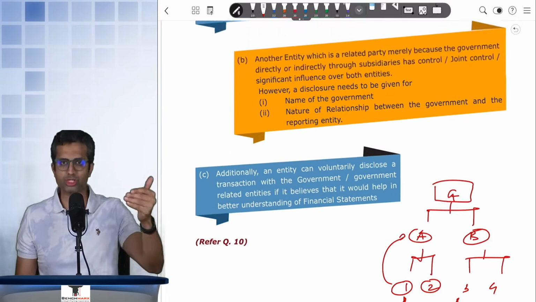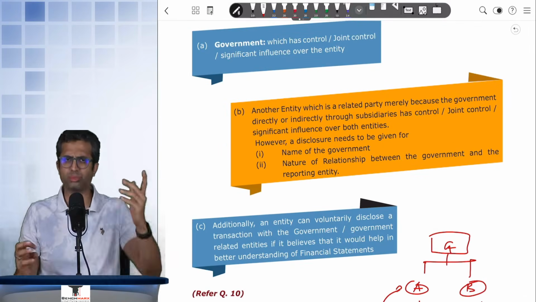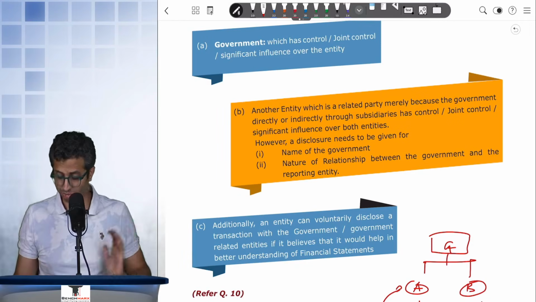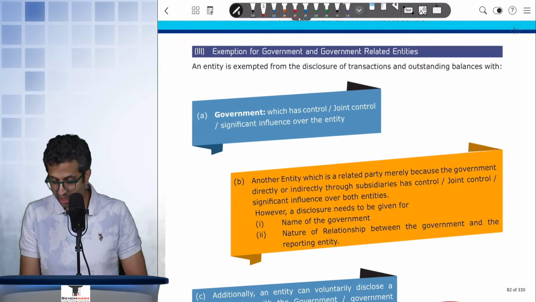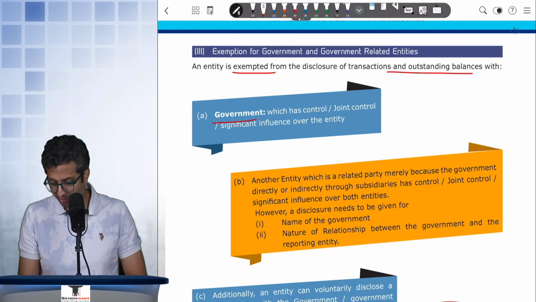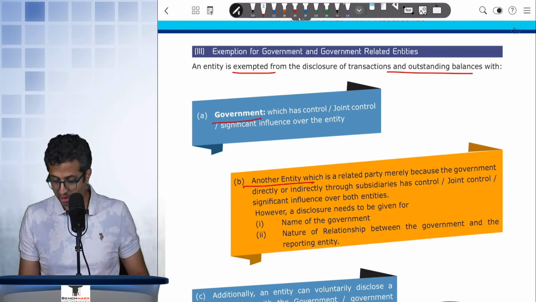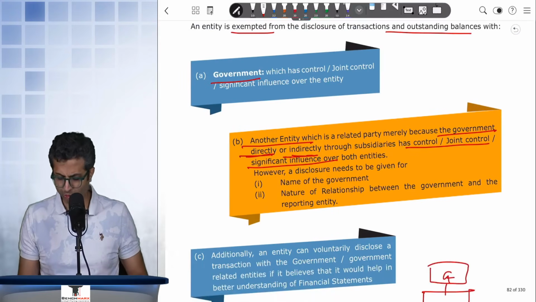The only thing that you have to disclose is the name of the government which controls you and the nature of relationship, like control, joint control, or whatever is the relationship. So if you go to see, an entity is exempted from disclosure of transactions and outstanding balances with the government, which has control, joint control or significant influence, or another entity which is the related party merely because the government, either directly or even indirectly, has control or joint control or significant influence. However, we will show the name of the government and the nature of relationship with the government.